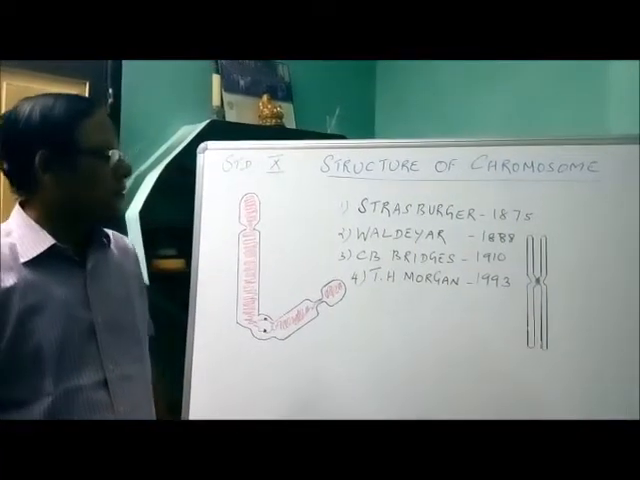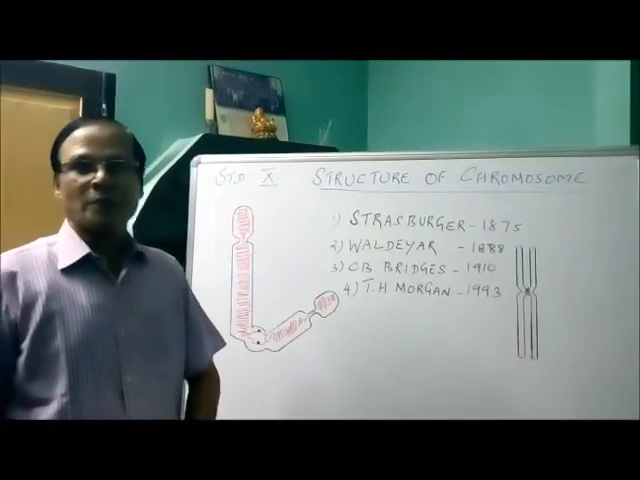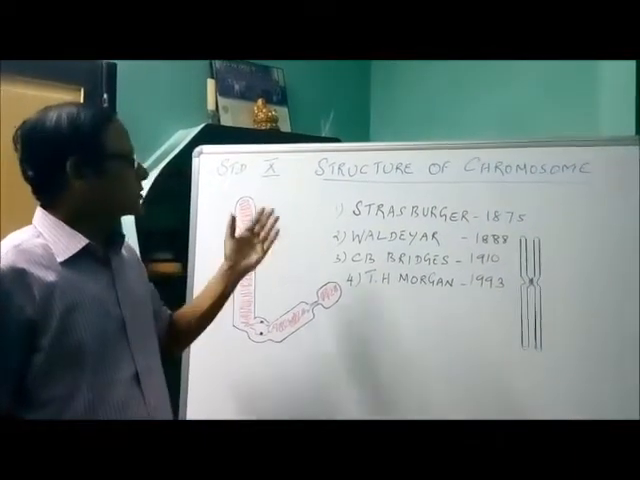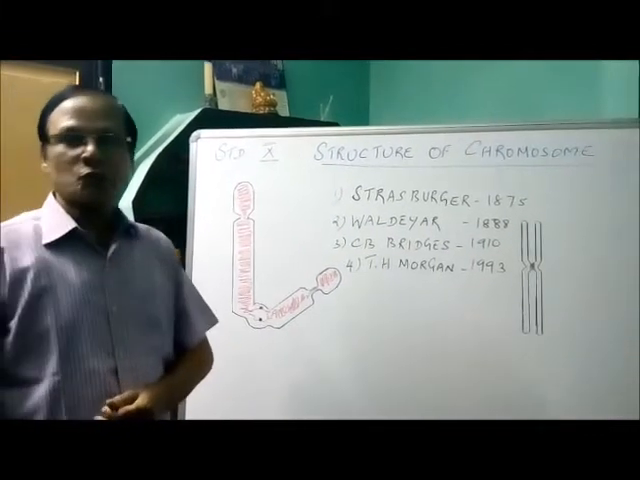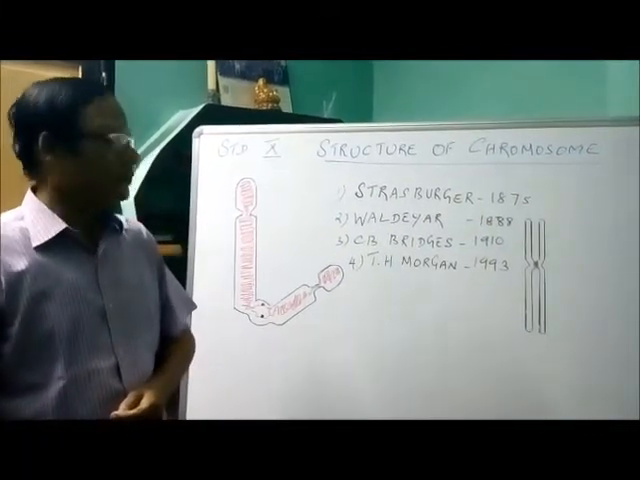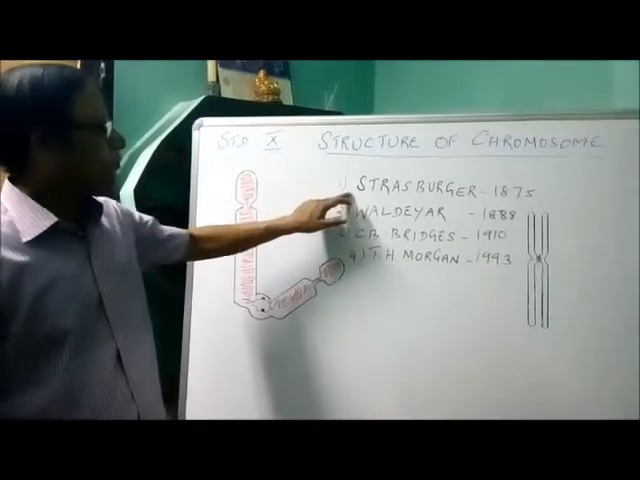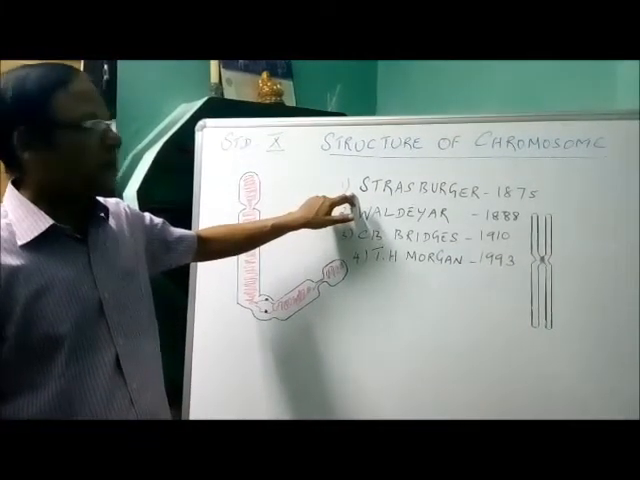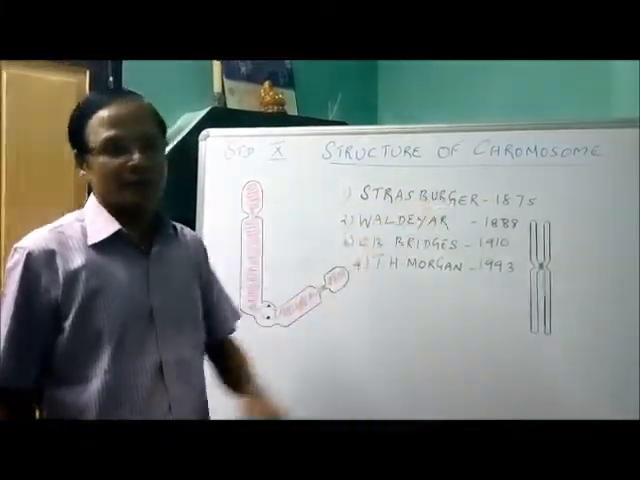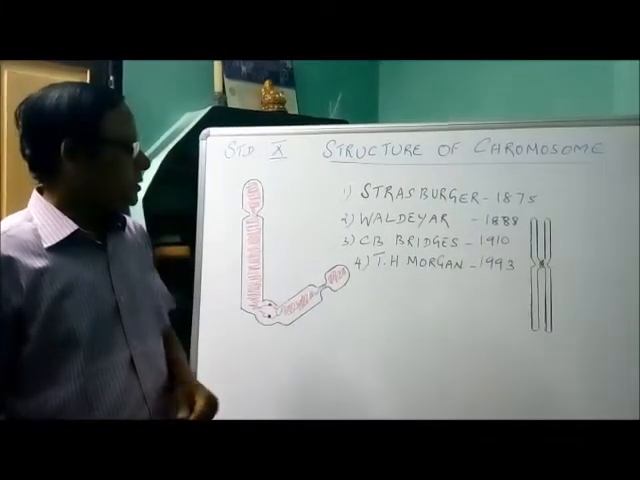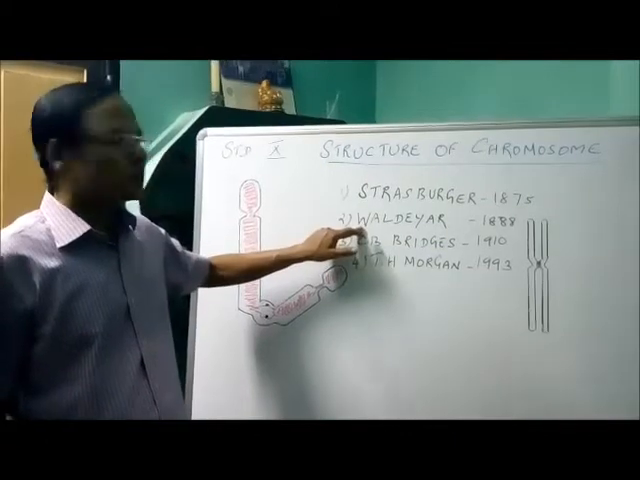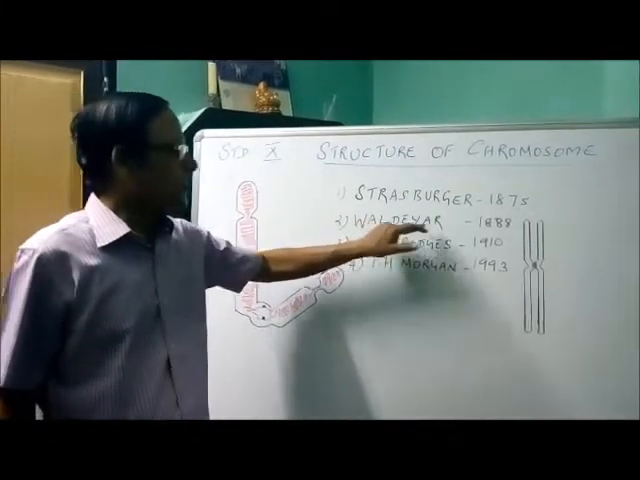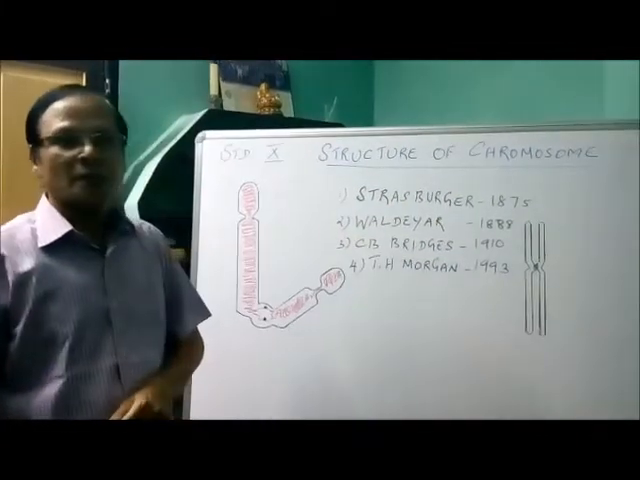Hi students, let us pass on to the next part of the lesson, the structure of chromosome. Let's see some historical aspects of chromosome. The chromosomes were first reported by Strasburger in 1875, and the term chromosome was given by Waldeyer in 1888.